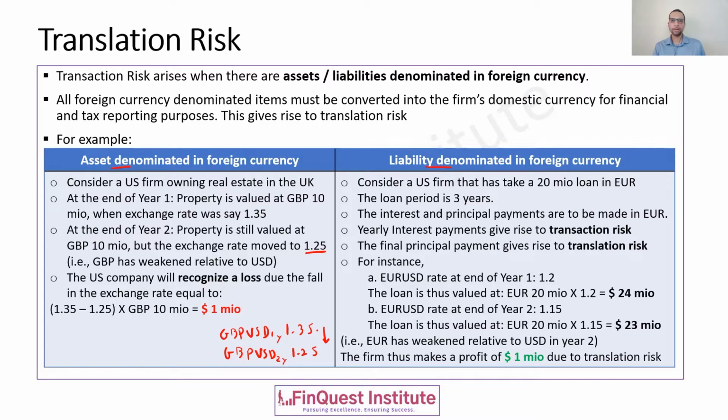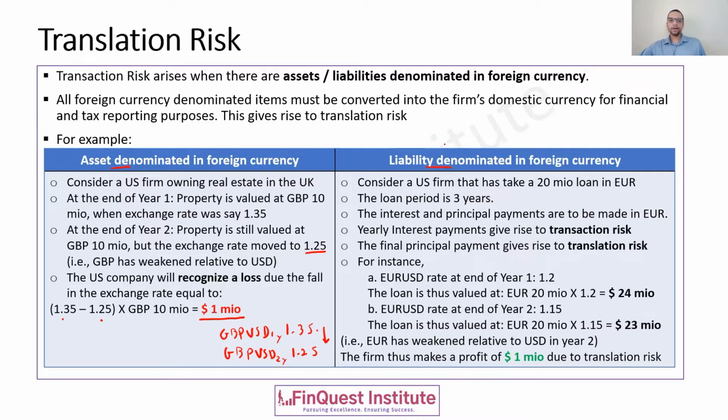And how much would be the quantum of the loss? It's the difference, 1.35 minus 1.25, times the property value of 10 million British pounds. So it will report a loss of 1 million US dollars on this asset, which is denominated in pounds in London.